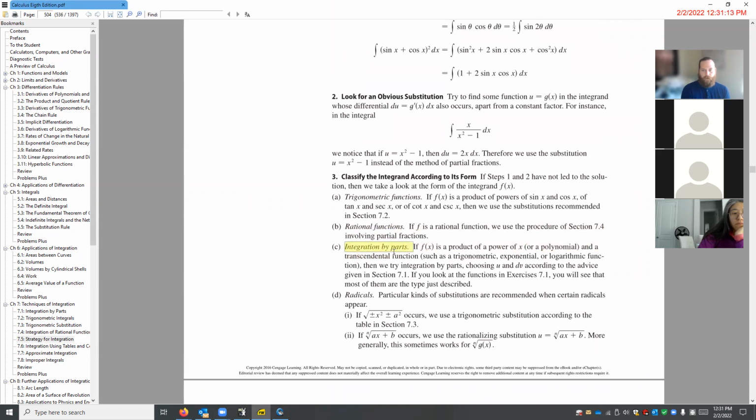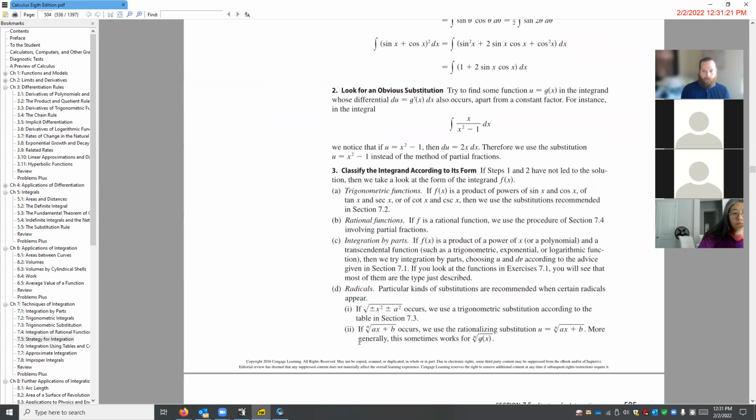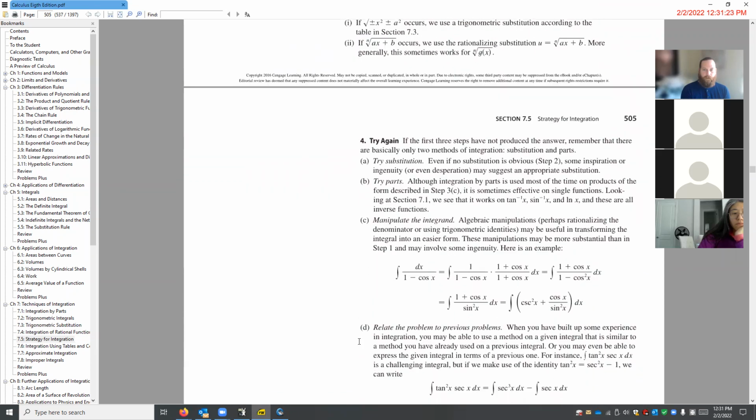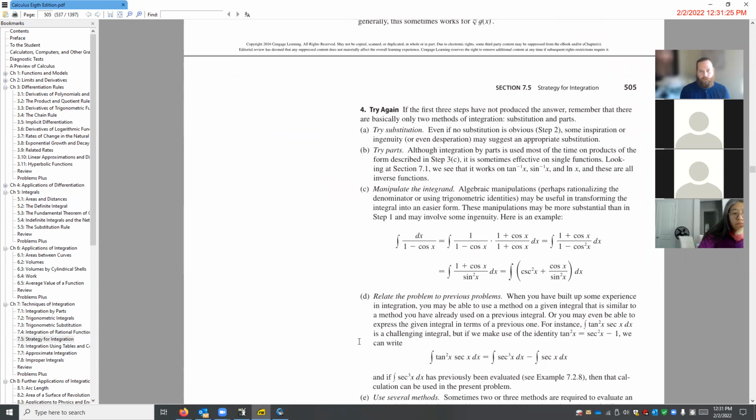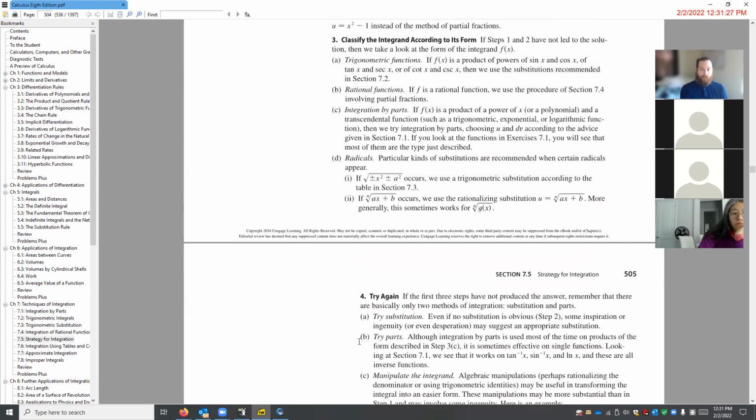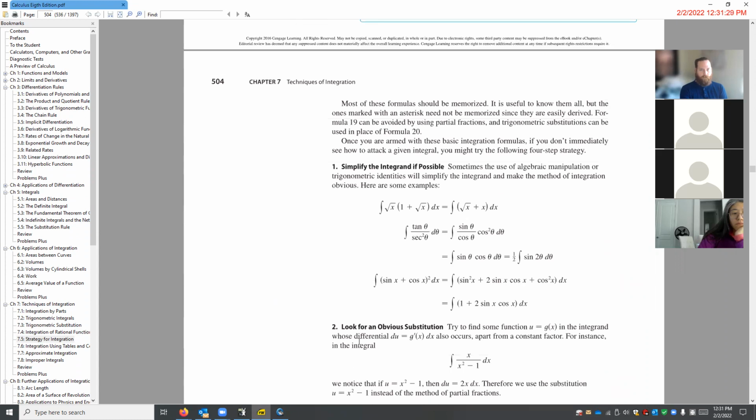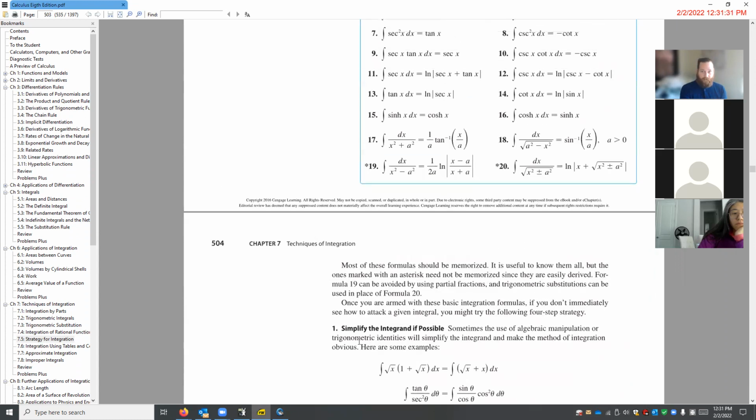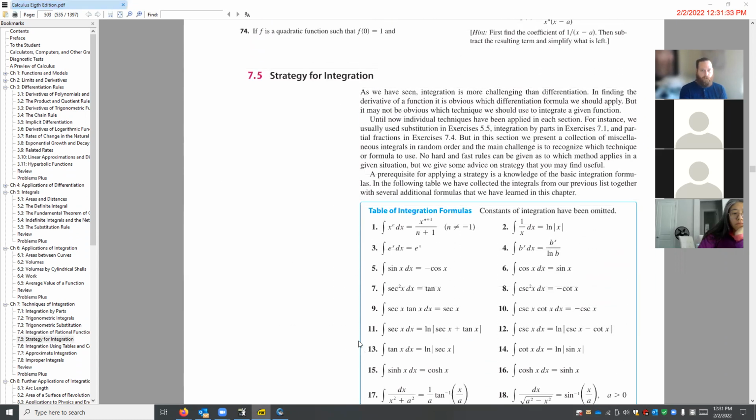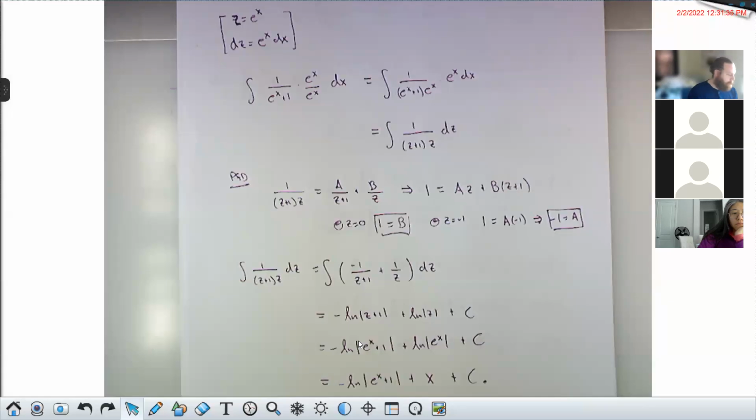If you have a product that looks like something you would differentiate with the product rule and it doesn't fit into any of those, try integration by parts. If you've got radicals, well, then you're probably looking at trig sub. And if all else fails, rinse and repeat. So next time on Friday, we are going to go through this algorithm together. I will give you my slightly simplified version of that algorithm, which I found works really well.